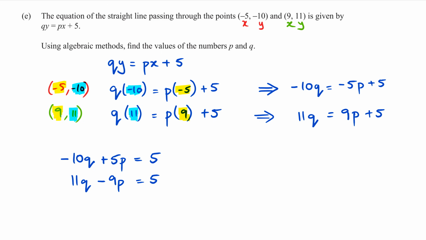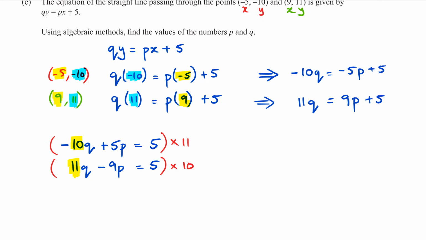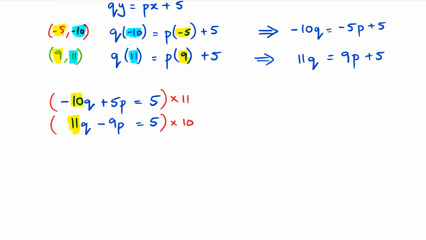Now the problem is I can't just eliminate one straight away, so I have to multiply both of these equations. Looking at this, I'm going to eliminate q. That means I need to make these 2 numbers the same. All I need to do is multiply the entire first equation by 11, and the second one by 10. This is going to take a bit of time, guys, so be patient with me.